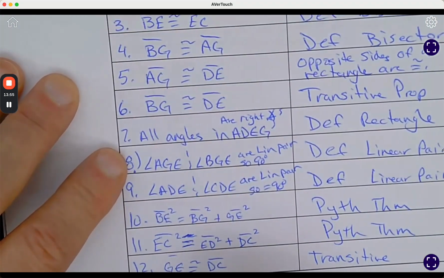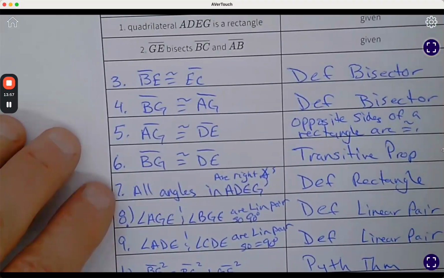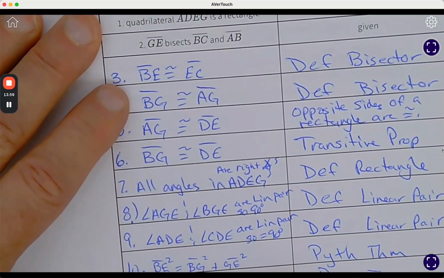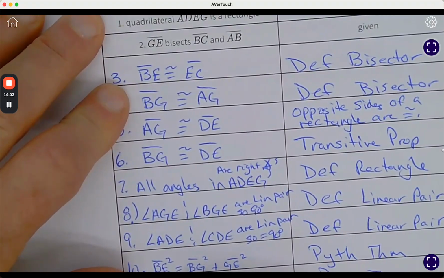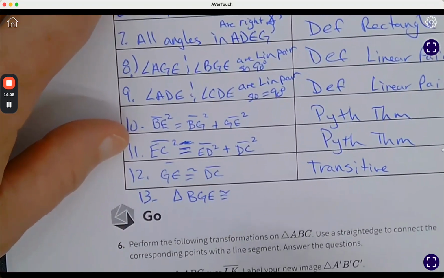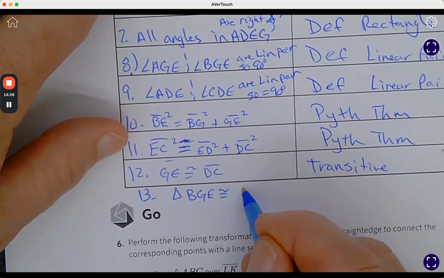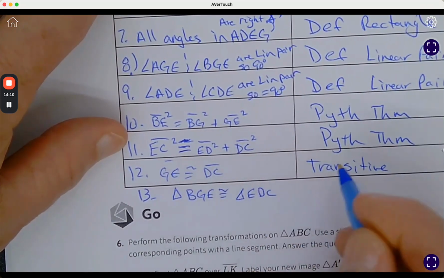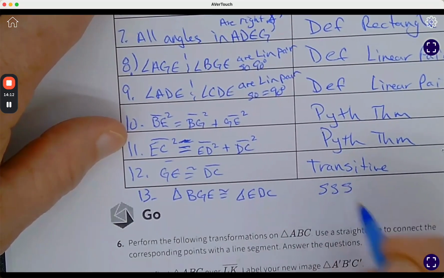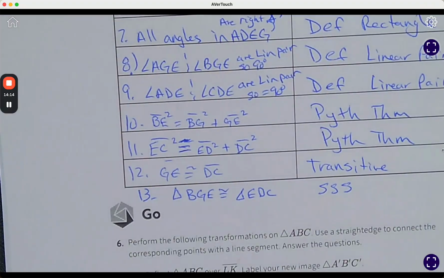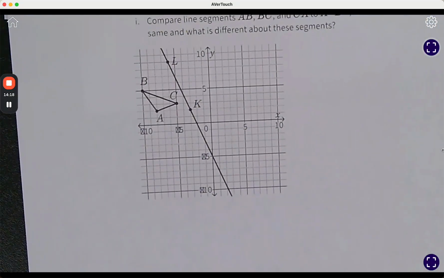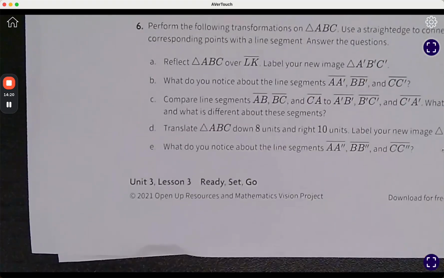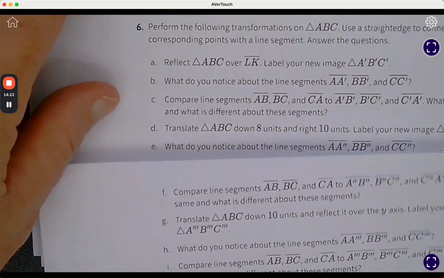So triangle, that was tough. Triangle BGE. It was the Pythagorean theorem part that was tough. So BGE is congruent to EDC by side-side-side. Dang, that was tough. Okay, let's keep going. Oh, this is number 6. Number 6 is long. All right, let's do this.